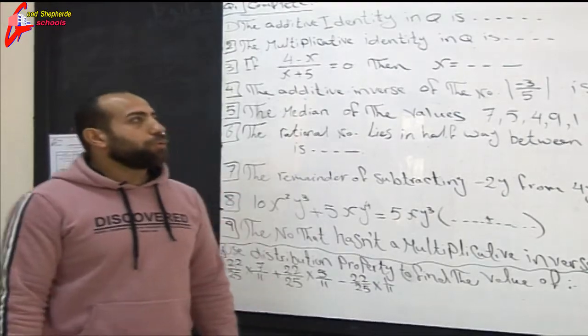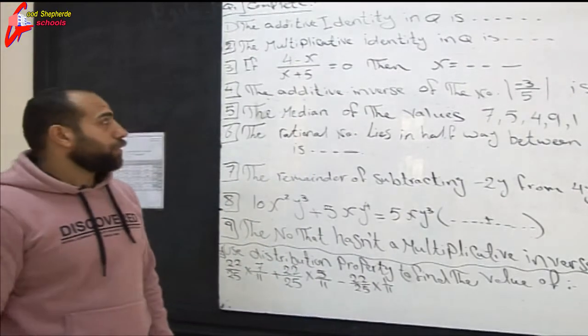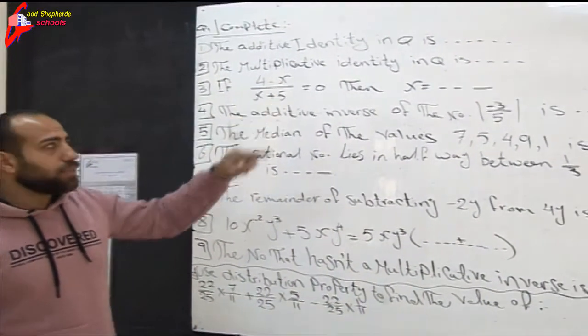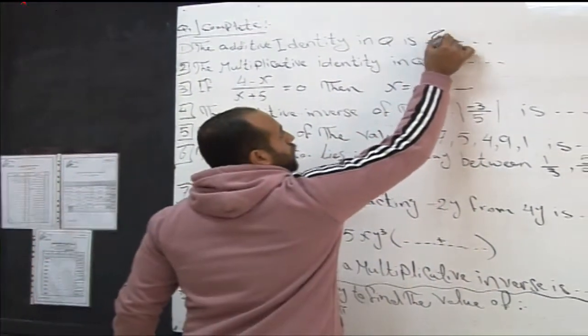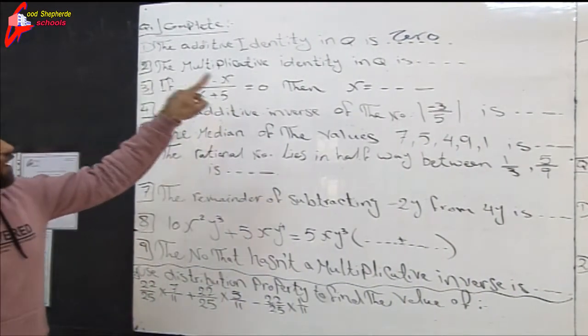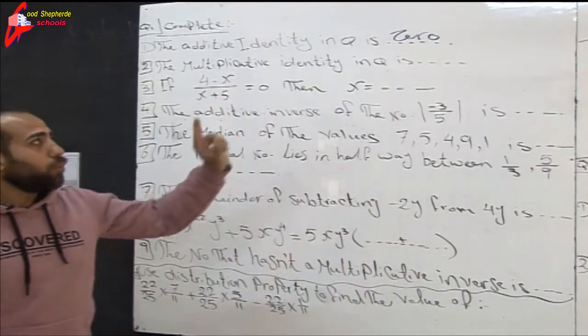First of all, we will revise the algebra part. Question number 1. The additive identity in Q is 0. But the multiplicative identity in Q is 1.